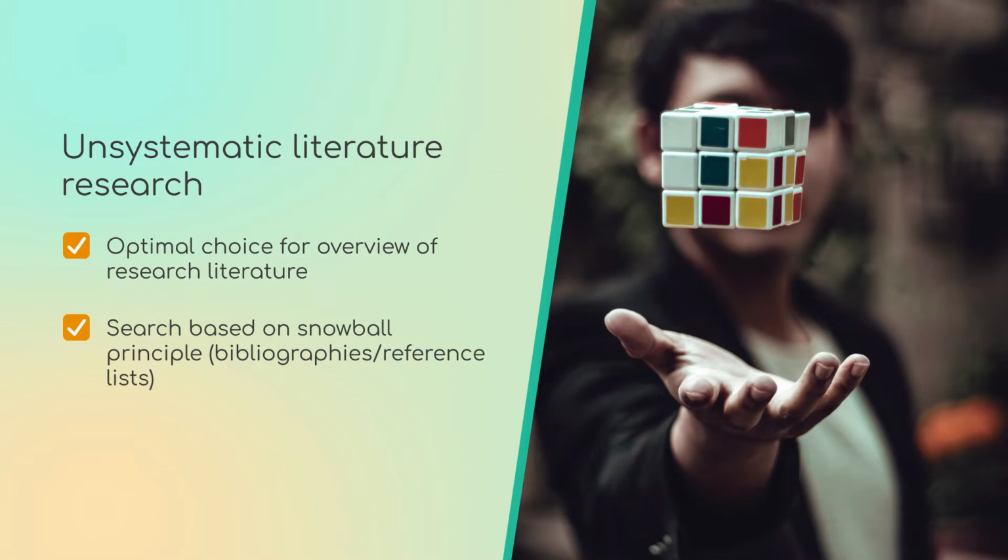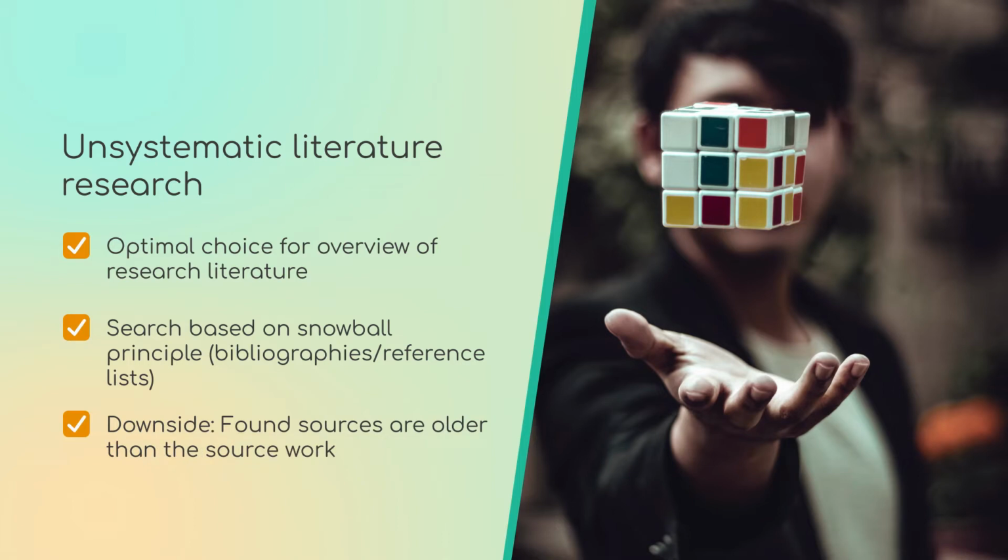The starting point of your research can be an encyclopedia entry, an anthology, a textbook, a seminar reader, or a reference collection of your university library. To find out which sources are potentially relevant to your topic, you should pay attention to those sources that are repeatedly mentioned in your search. The main disadvantage of this method, however, is that the research sources are always older than the source work, which is why the latter should be as up-to-date as possible.